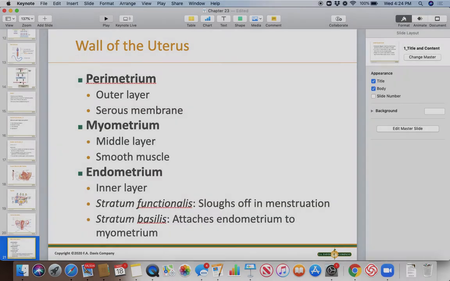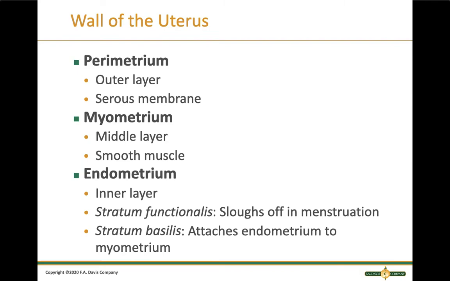Alright, the three layers of the uterus. The perimetrium is the outer layer. It's a serous membrane. It allows it to expand. Myometrium is the middle layer. It is smooth muscle. That is what is going to push out the baby when the baby's big enough. The endometrium is the inner layer.